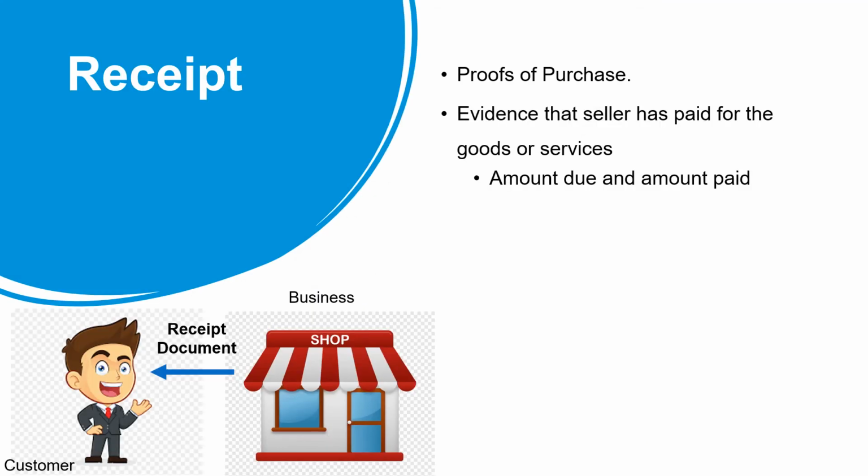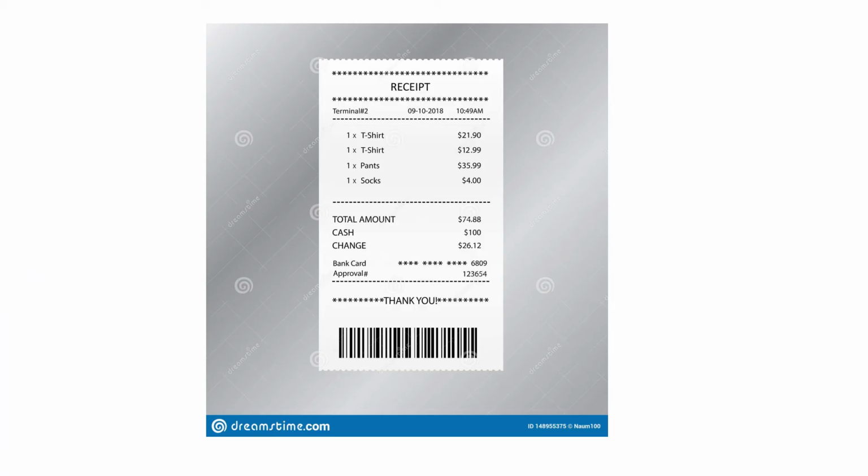Final trading document is receipt. So receipt works as a proof of purchase, evidence that the seller has been paid for the goods or service. Especially if you are going for an installment basis, every time you make a payment, the business will issue you a receipt, which will include the amount of money you have paid so far and the amount of money you have to pay. So receipt is going to be the last trading document that you receive from the business once you make the payment for the products that you purchased. So this is a sample receipt.